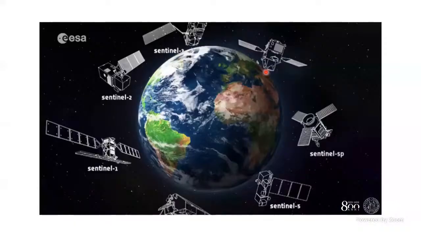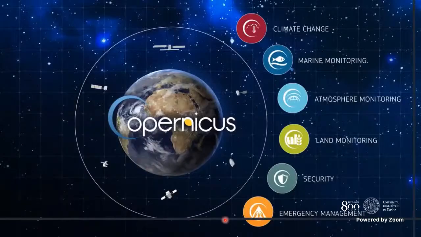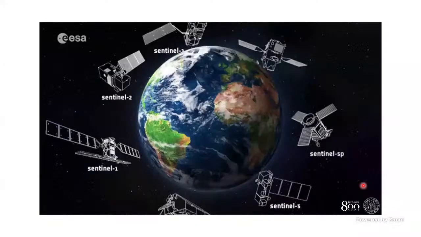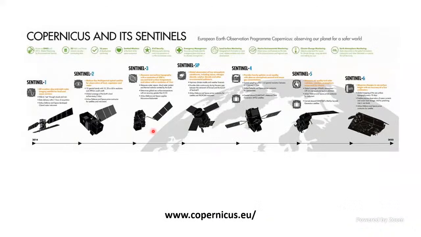And we have many satellites that can detect some properties of Earth. For example, in emergency management, if you have an earthquake coming or anything, you can detect it through satellites, and we can prevent a catastrophe. So we have all the satellites. Each satellite is called Sentinel. So Sentinel-1, Sentinel-2, 3, 4, and there are many Sentinels.